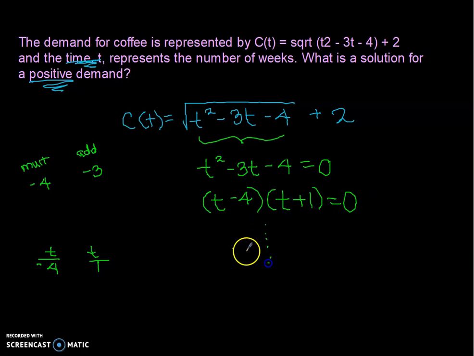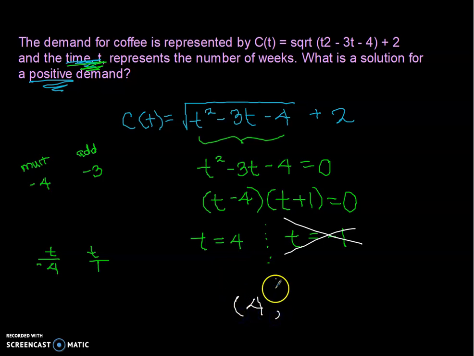So if I set each parentheses equal to 0, I will get t equals 4 and t equals -1, which again, t stands for time, so I already know that this can't happen. So my solution would be t equals 4. Keep in mind that if I replace t with 4, this would give me the square root of 0, which is 0, and then plus 2 would give me a y value of 2. Because remember, whenever we plug in the x value, we can get the y value.